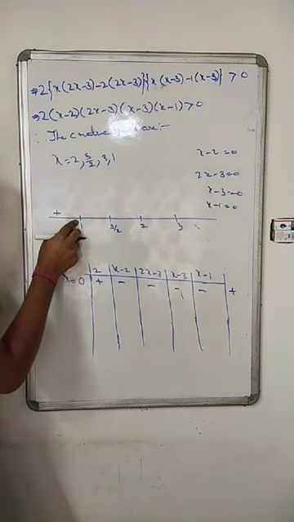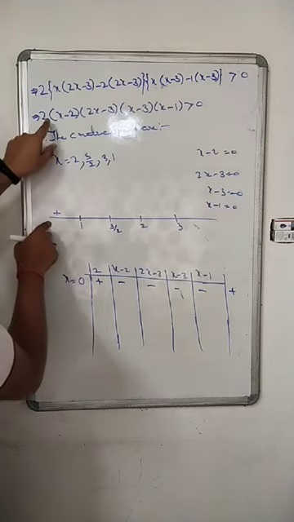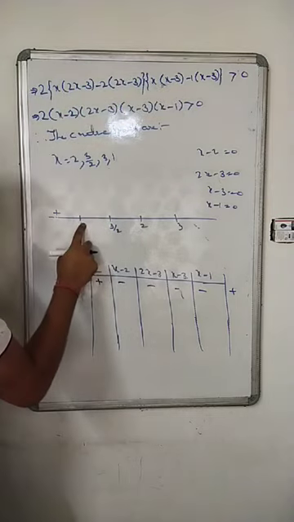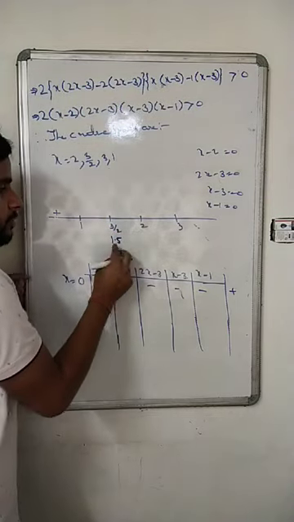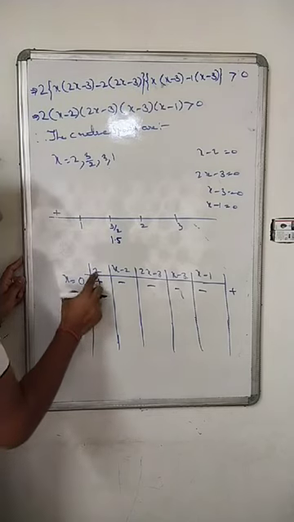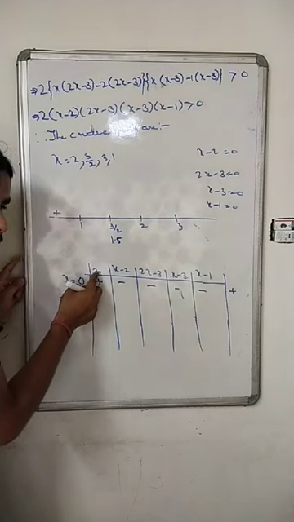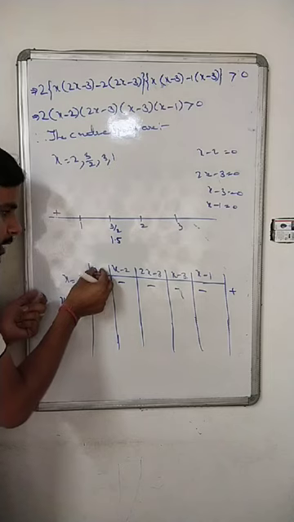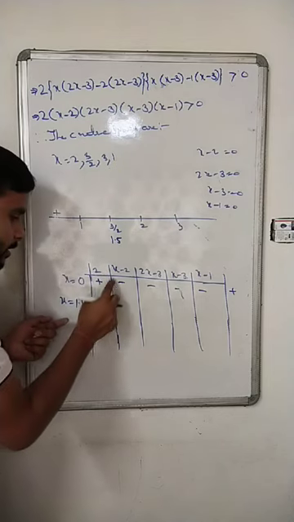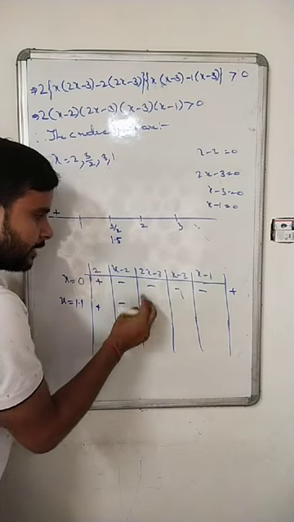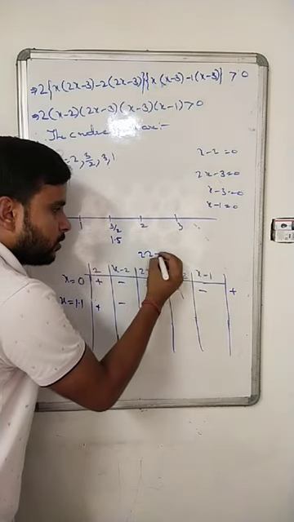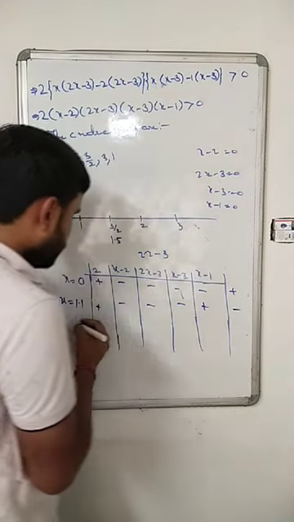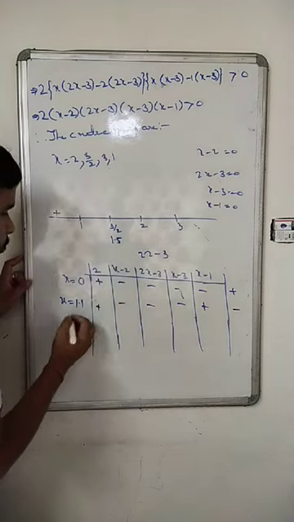It means that if you put anything less than 1, the value of this expression will be positive. Positive means the number is greater than 0. Now think of any number between 1 and 3 by 2. 3 by 2 means 1.5. So let's take 1.1. The 2 is positive because it is independent of x, a constant term. 1.1 minus 2 is negative. 2 into 1.1 is 2.2, minus 3 is negative. Negative, positive. What result are you getting? Negative.